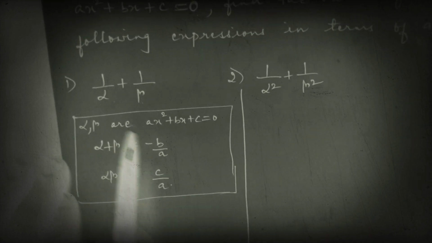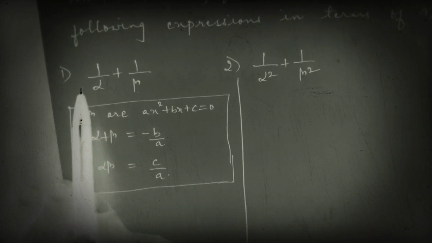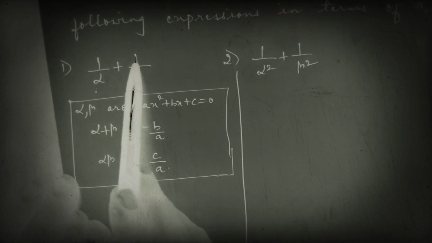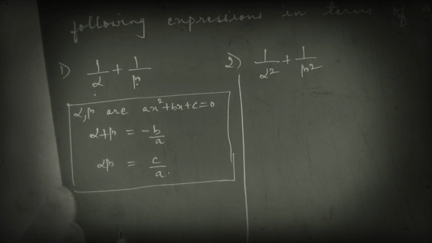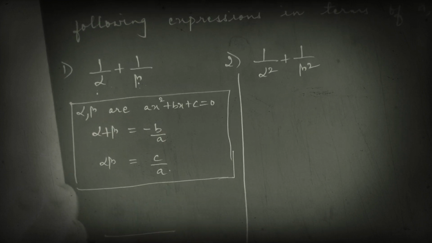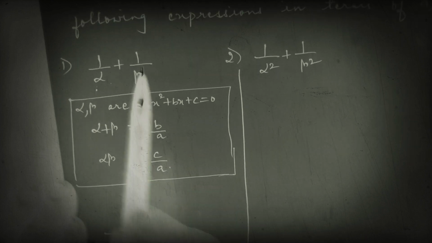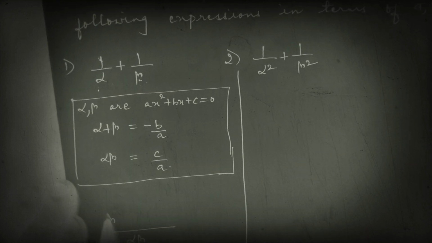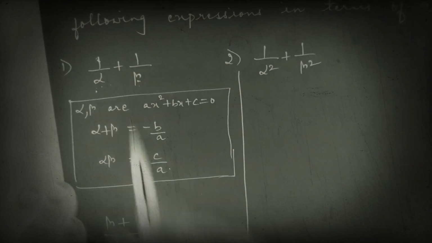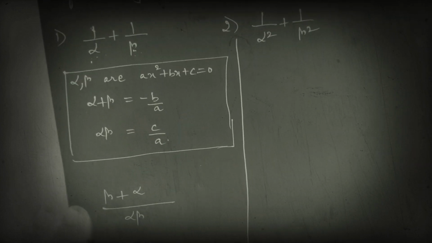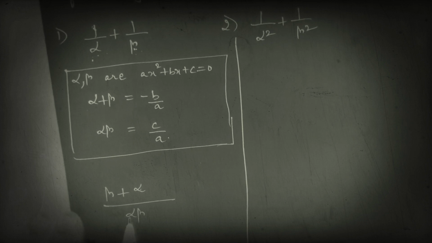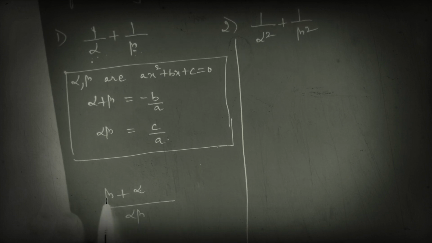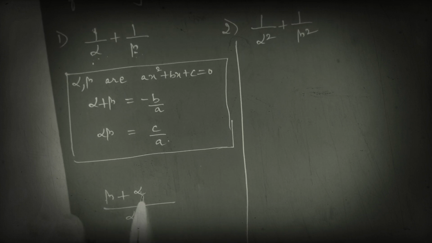Okay, here he gave us: find the value of the expression 1 by alpha plus 1 by beta. Here the LCM of these two terms is alpha beta. So if I cross multiply, 1 into beta is beta, plus 1 into alpha is alpha. So here, alpha plus beta by alpha into beta. Beta plus alpha or alpha plus beta, both are the same.